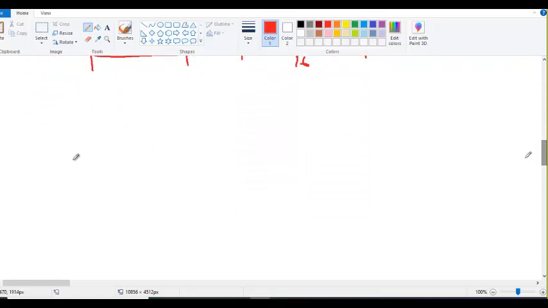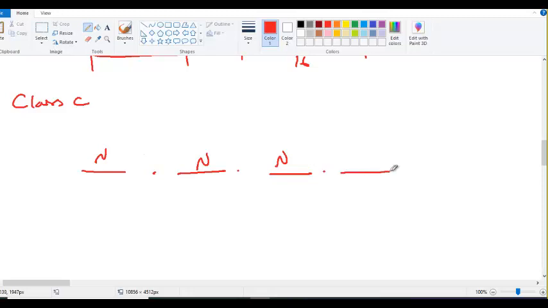Next, Class C. For Class C, the 3 octets are network, and the last octet is the host. So only 8 bits are for the host. Class C addresses begin with 192 to 223. Any address that begins with a number in this range is called a Class C address.